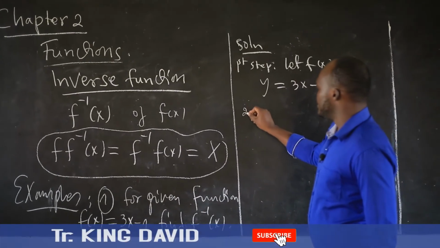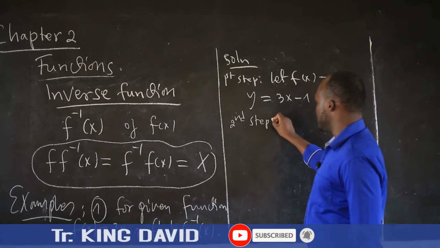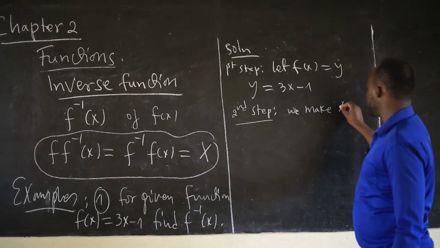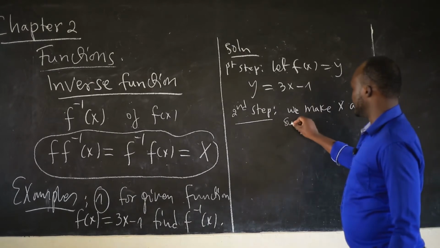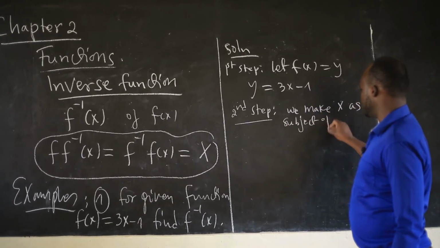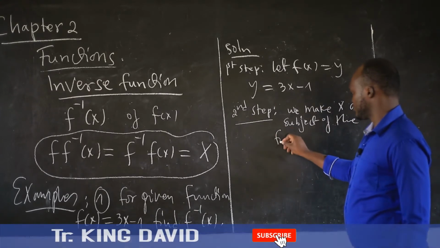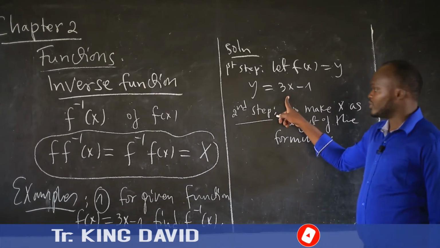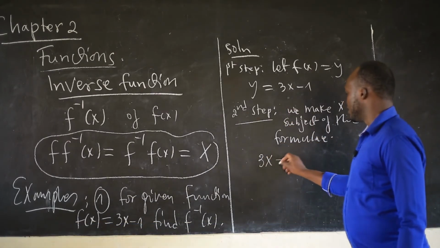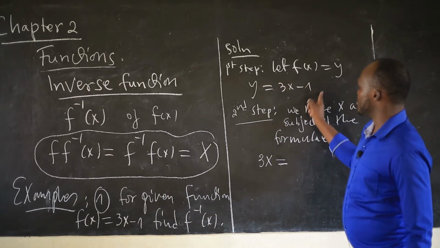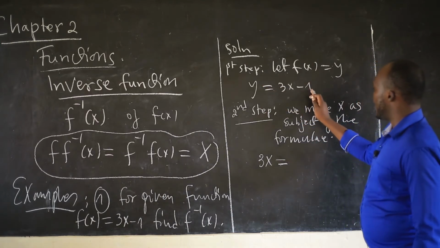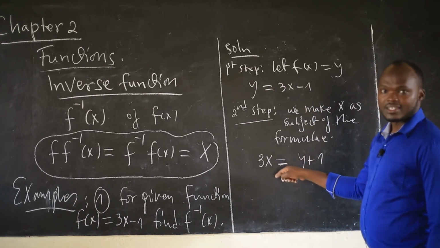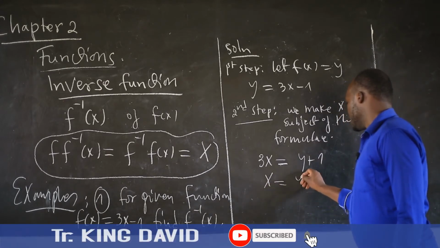Then second step, we make x as subject of the formula. As we make x subject of the formula, you see 3x, it will bring this one there, bring 1 on the left hand side. And if you bring it on the left hand side, it will change the sign to be y plus 1. And we need to make this x subject of the formula. Our x will be y plus 1 over 3.